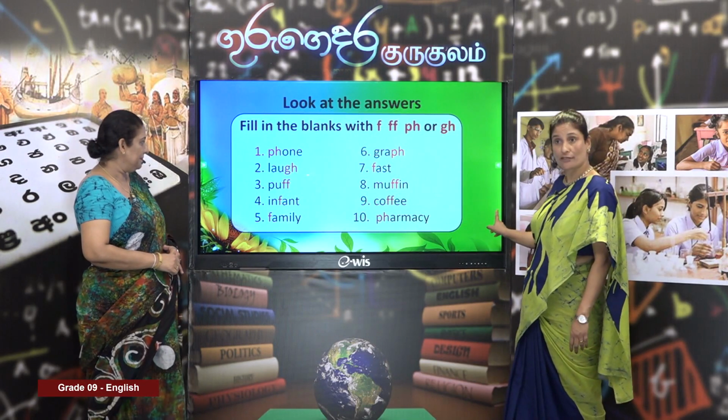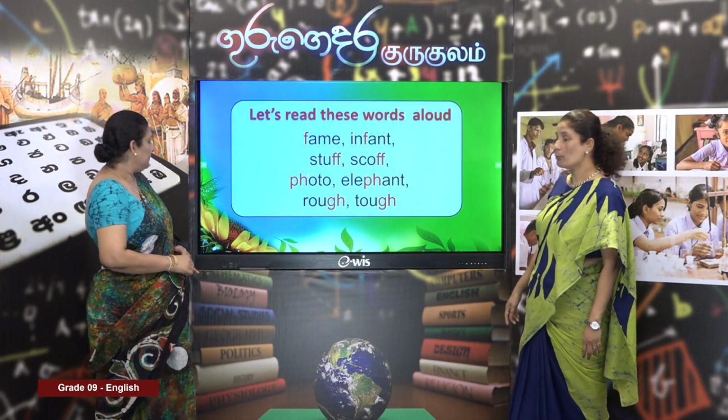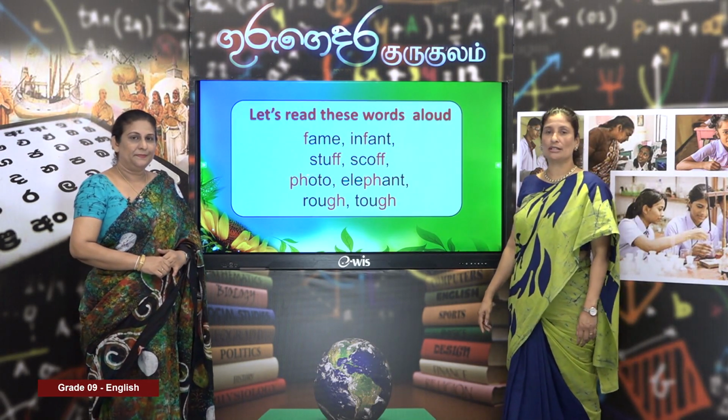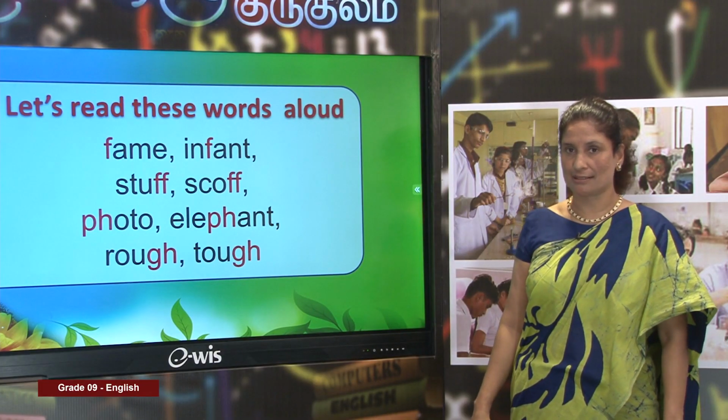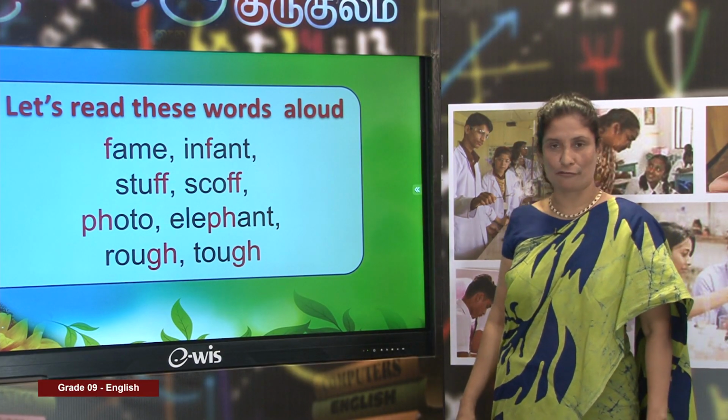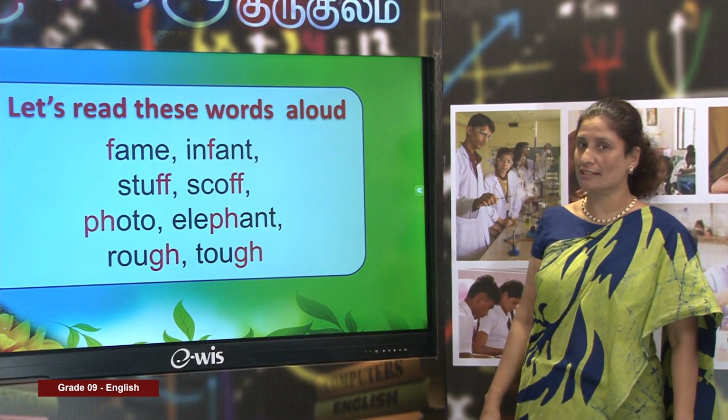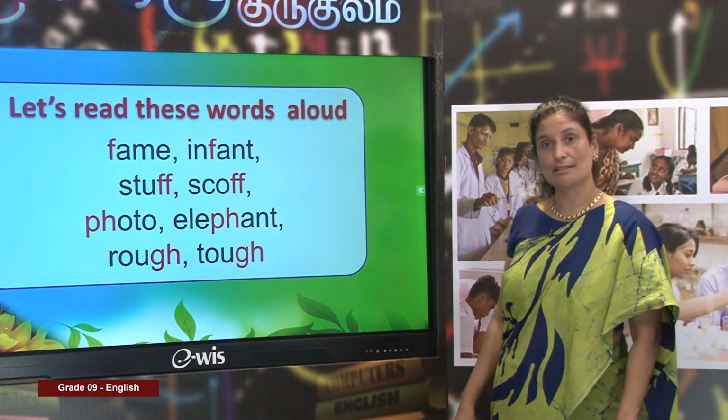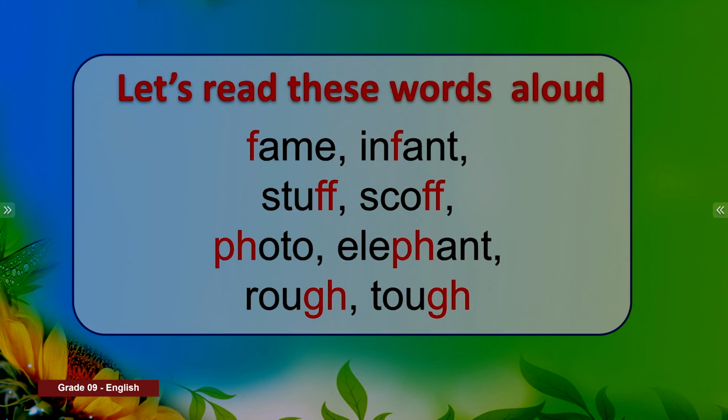Very good. Hope you have done that. Now we are going to do a little pronunciation practice. Listen carefully. Listening is very important in this lesson since it is a pronunciation lesson. Okay, children, let's read these words aloud. Fame, infant, stuff, scoff, photo, elephant, rough, tough.